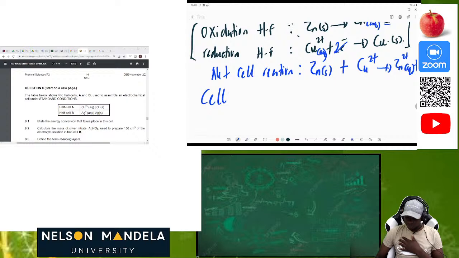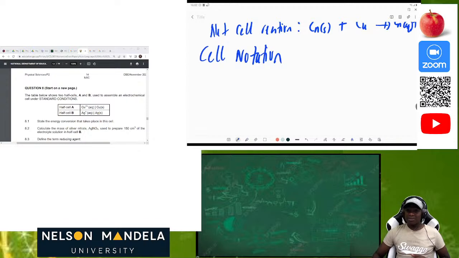Now we want to look at cell notation. It's not always the case that they give you these arrows. Sometimes they will use just a forward slash or a backward slash. So what is the cell notation? How do we write it? Let me write this down, which is so important.